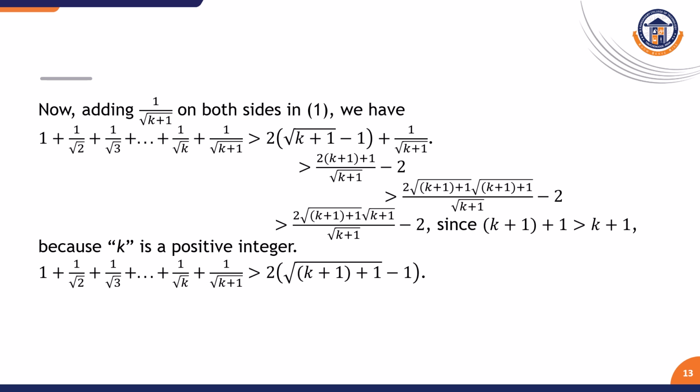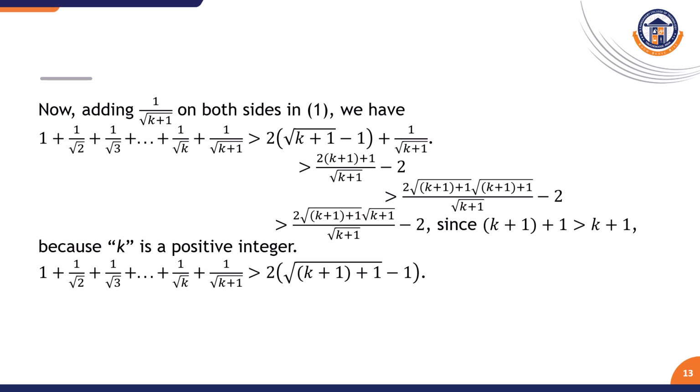We get this, and this 2 into minus 1 we write here. Then we combine this and this. Combine means we cross multiply, and we get this, which is greater than. So 2 times root of k plus 1 plus 1 can be written as, for example, root 2 into root 2 is 2. In that way, we write it as root of k plus 1 plus 1. Here we use one concept: k plus 1 plus 1 means k plus 2, and obviously it's greater than k plus 1. So we can write it as root of k plus 1 plus 1, which is root of k plus 1. So this root k plus 1 is cancelled.